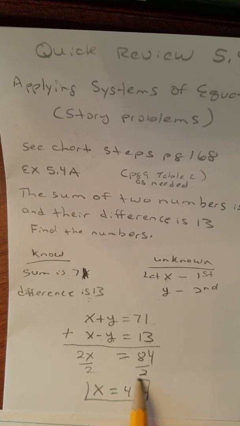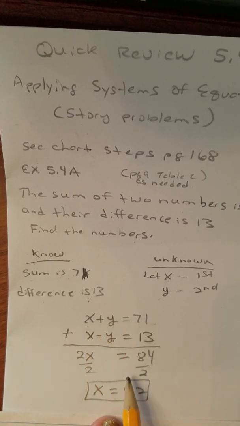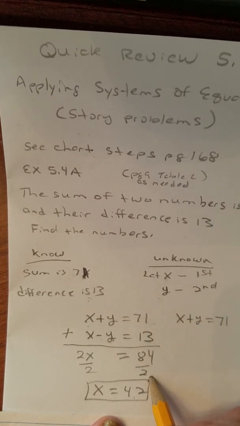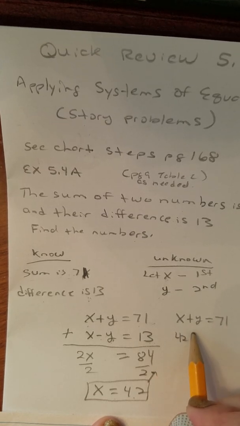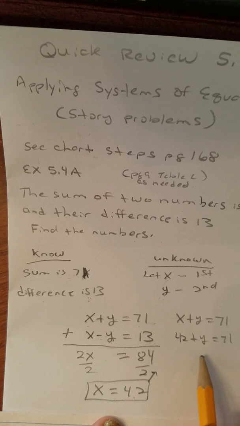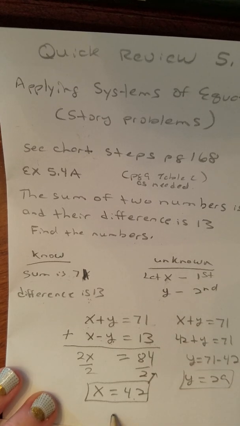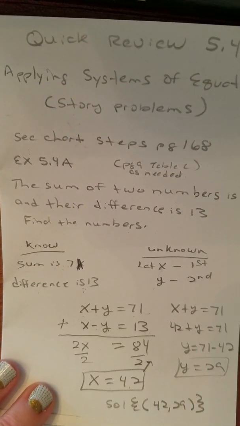All right, so we know what x is. X is 42. Then you're going to take one of your equations. Let's take the first one here. X plus y equals 71. I'm going to substitute that in. 42 plus y equals 71. And I'm going to solve for y. So y equals 71 minus 42. And y equals 29. So then at this point you can say that your solution is 42, 29. That is your point right there. There's your solution. And we have now solved this by using the addition elimination method.